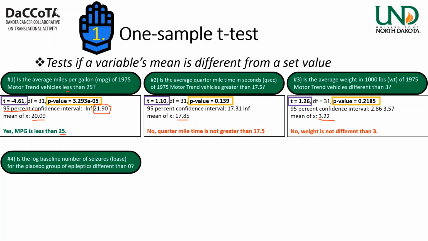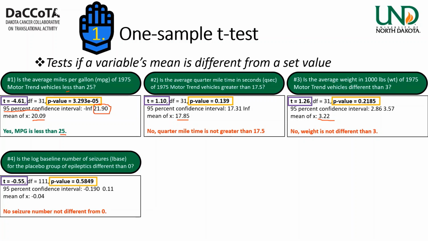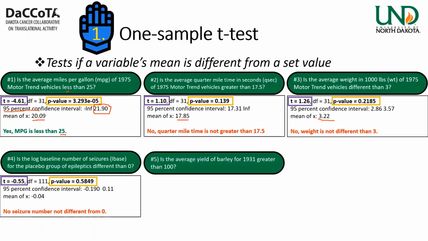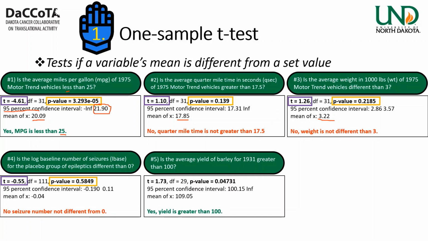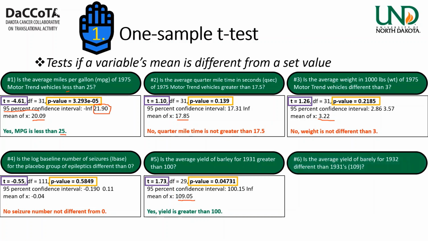Let's move on to a different data set. Is the log baseline number of seizures for a placebo group of epileptics different than 0? T-value, p-value, not significant. Seizure number is not different from 0. Another data set here is the average yield of barley for 1931, greater than 100. So barley yields, this is a t-value that's significant. So yeah, yield is greater than 100, and in fact we can see the mean is 109, and that's significant.